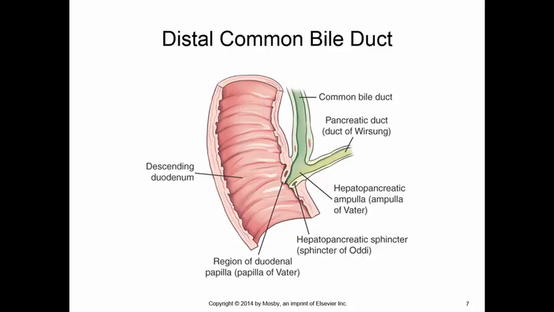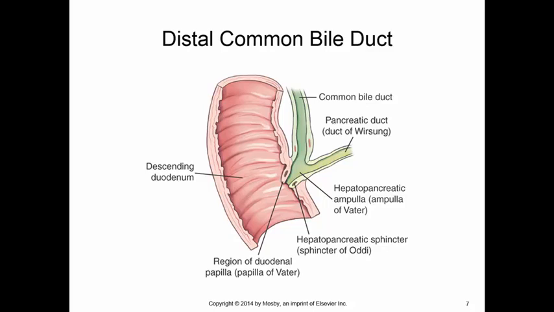If there's increased fatty foods in our body, so we eat McDonald's, the duodenum is going to release CCK, which makes our gallbladder contract, releasing bile to help emulsify those fats. And then if bile's been released, we need this opening to open so that the bile can come down the common bile duct into the duodenum to help out with those fats. So when there's increased levels of CCK, not only is the gallbladder contracting, but the hepatopancreatic sphincter is relaxing to allow that bile to enter the duodenum.